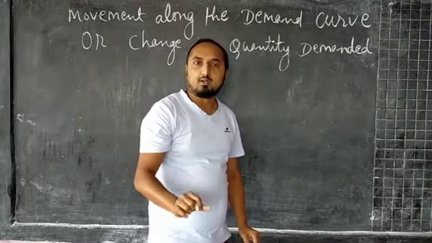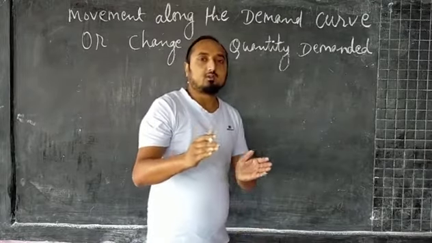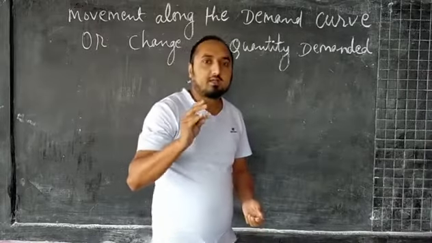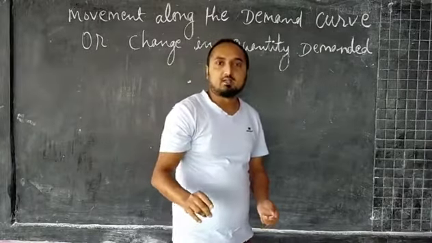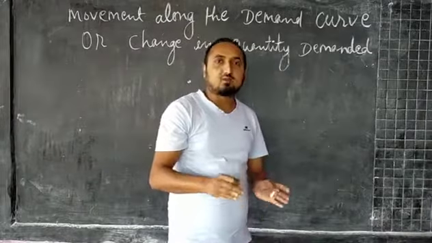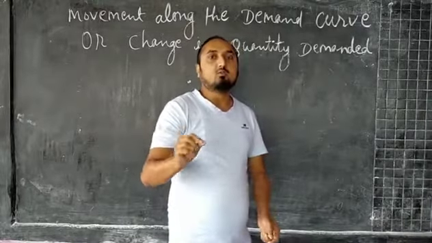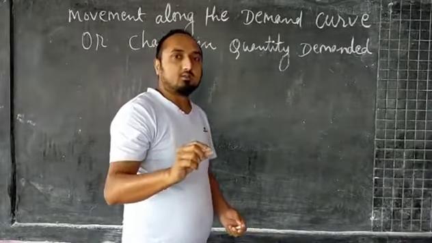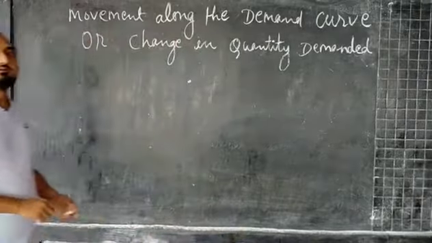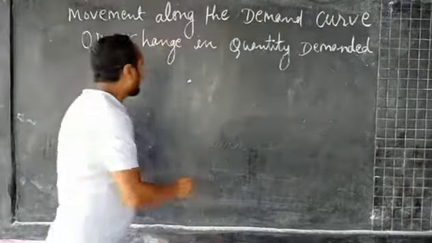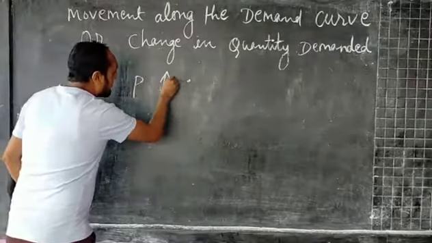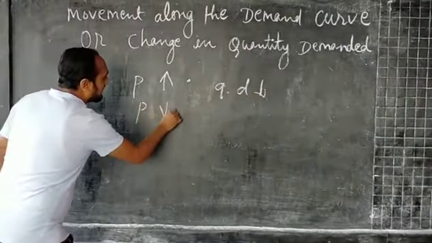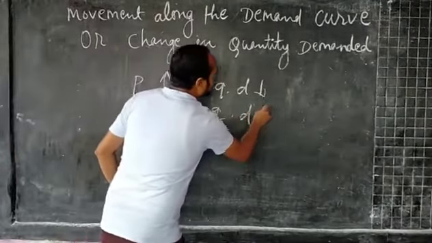When quantity demanded of a commodity increases or decreases due to a rise or fall in the price of the commodity, and the other determinants like income of the consumer, taste and preference, credit facilities, government policies, etc. remain constant, it is known as change in quantity demanded or movement along the demand curve. That is, when price of a commodity increases, quantity demanded will decrease, and when price decreases, quantity demanded will increase.